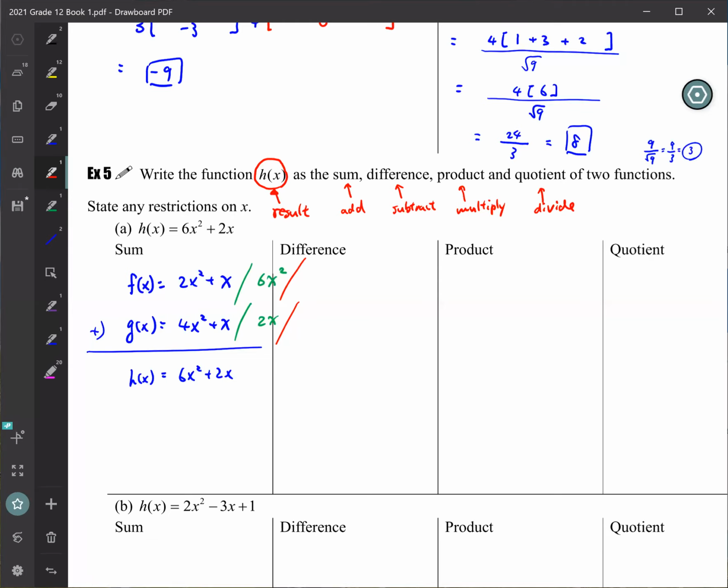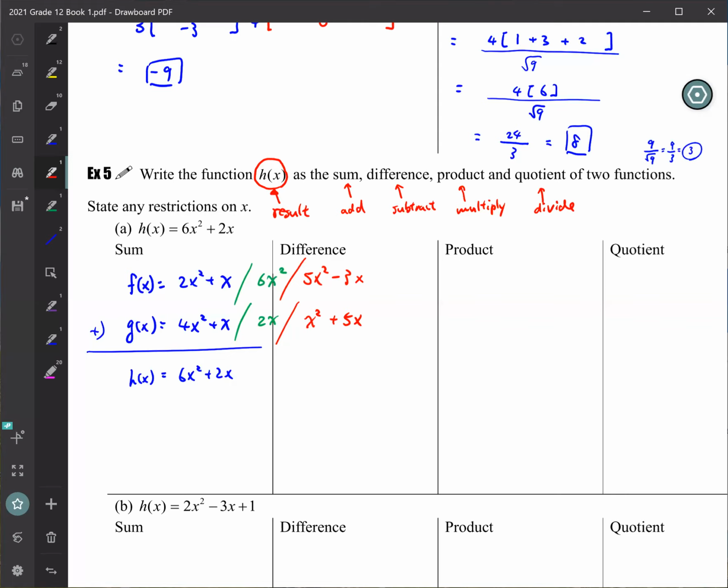For f of x, I got 5x squared minus 3, and for g of x, I got x squared plus 5x. Oh, minus 3x. Okay, so you have a minus. Very good. That also works too. Everyone, you can take a look at how you can modify your options. Adding is the easiest. You don't need to think as much.